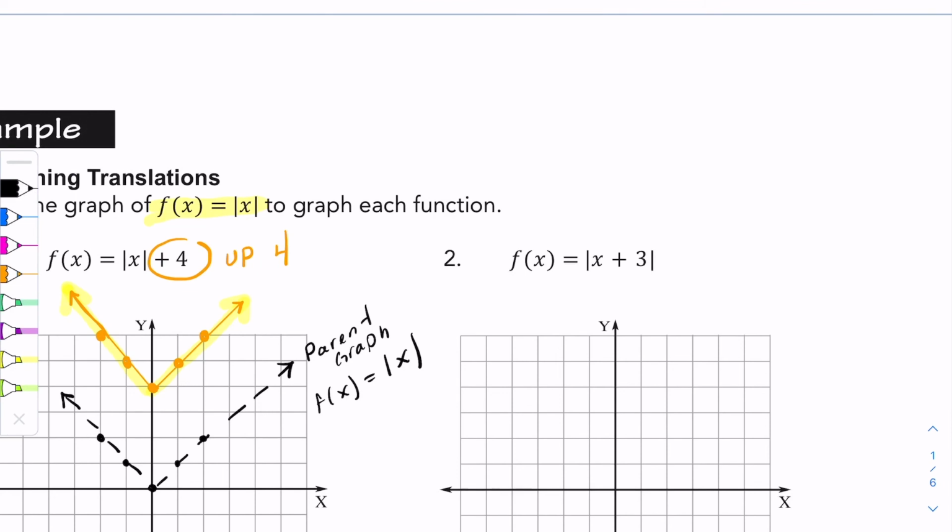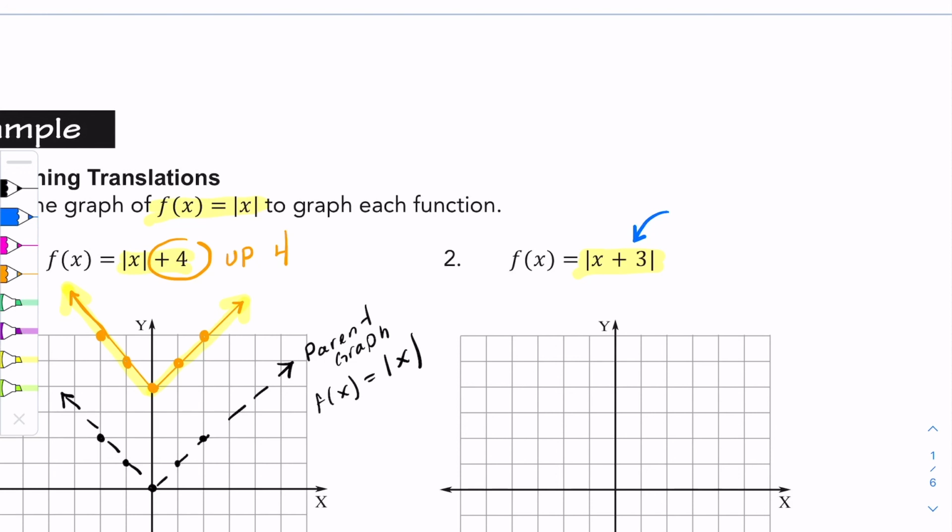For number 2, we have f of x is equal to the absolute value of x plus 3. Let's take a second and compare. Here we have the absolute value of x and then +4. Here we have the absolute value of x plus 3 inside of those bars. Number 1 was shifting up 4 units. This one here is telling us to go left or right.